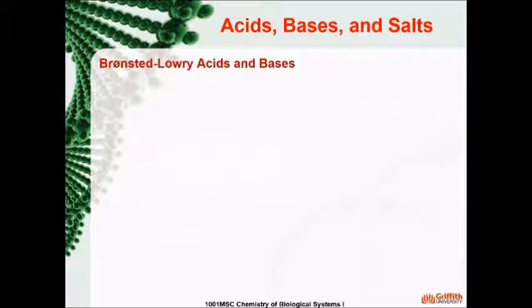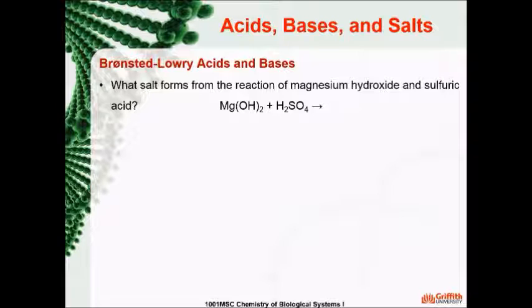Let's practice some examples. What salt forms from the reaction of magnesium hydroxide, MgOH2, and sulfuric acid, H2SO4? The answer should be B. The cation is the magnesium, and the anion is the sulfate ion. Magnesium has a +2 charge, and the sulfate has a -2 charge, so the salt would be magnesium sulfate.